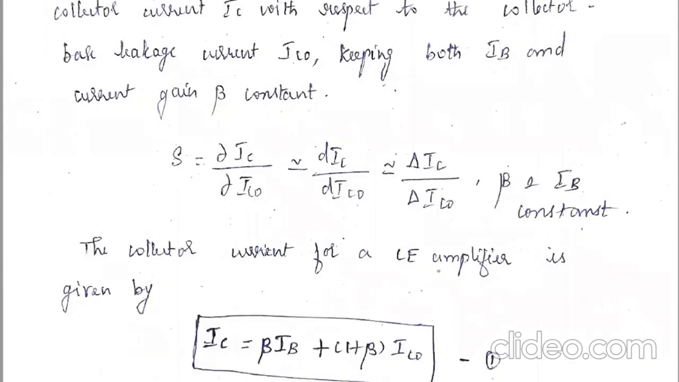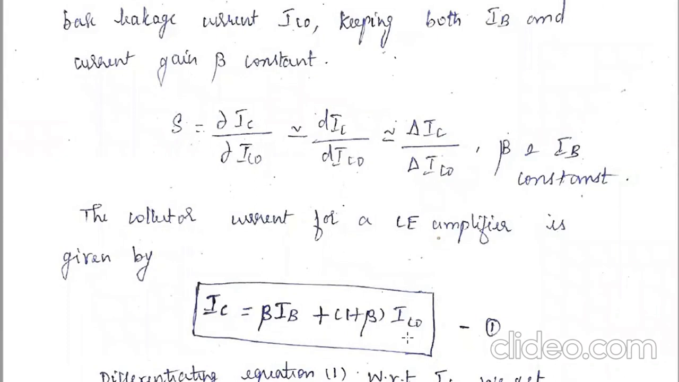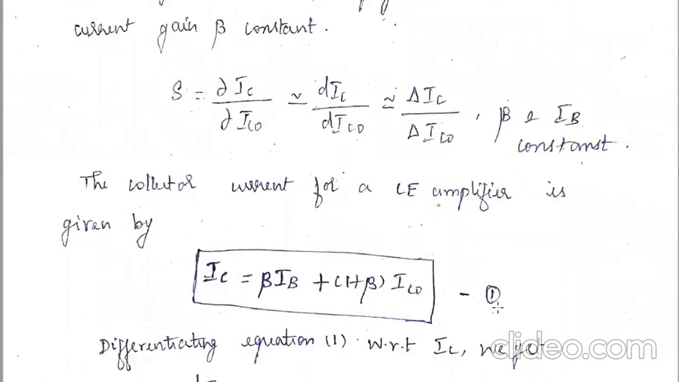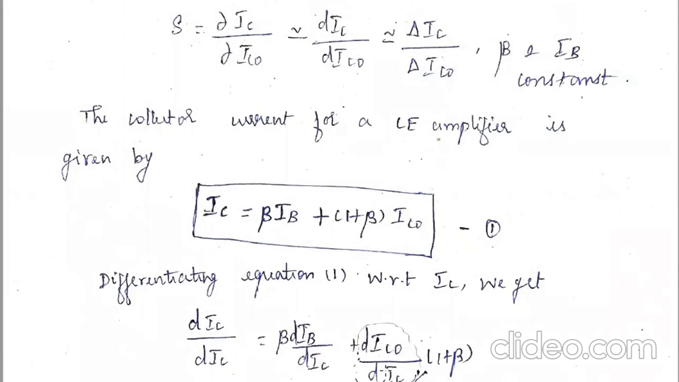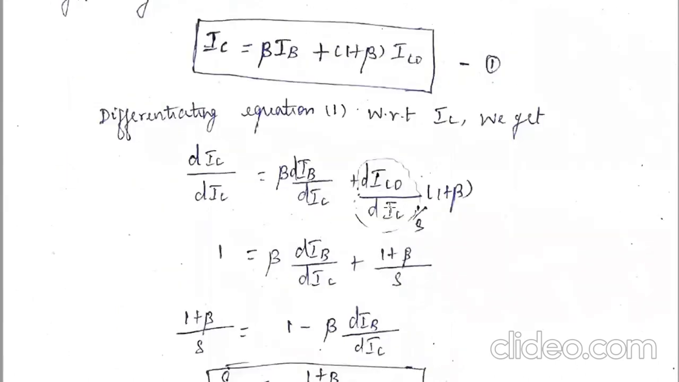We know that the collector current for a common emitter amplifier is given by this equation: IC is equal to beta IB plus (1 plus beta) into ICO. Consider this as equation number 1. We differentiate equation 1 with respect to IC. So dIC by dIC is equal to beta dIB by dIC plus dICO by dIC into (1 plus beta). The term dICO by dIC is the reverse of the stability factor S, so we can replace it here with 1 by S.